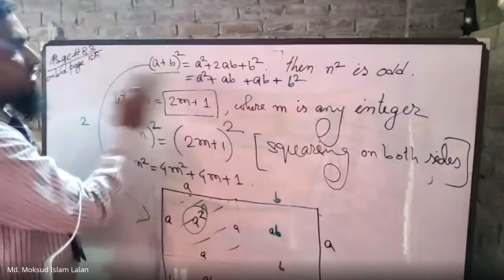We have written a square, here AB, AB, similar, right? Yes, 2AB. Okay, so AB, AB, plus b square. We have written each and every part like this. Am I right or not?